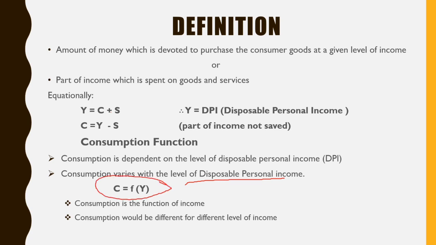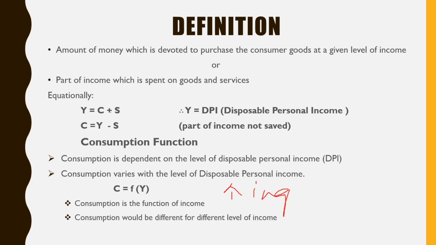But here a question arises: what type of relationship exists between consumption and income? We can explain it as: when disposable personal income increases, consumption increases. When disposable personal income decreases, consumption decreases, meaning that a positive or direct relationship exists between consumption and disposable personal income. Or we can also say that consumption is an increasing function of income.